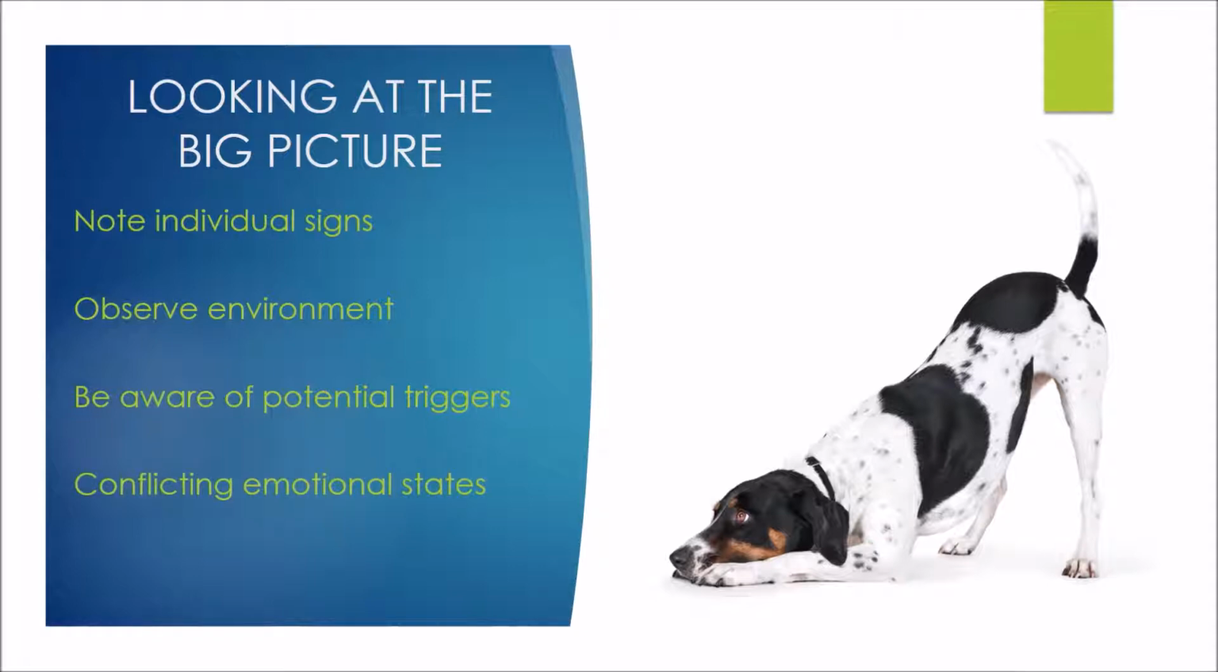Our dogs also go through conflicting emotional states just like we do. So if we think about going on a roller coaster ride, we can be really excited about it, a little bit nervous, a little bit fearful. So lots of things going on, and the same thing can happen with our dogs.